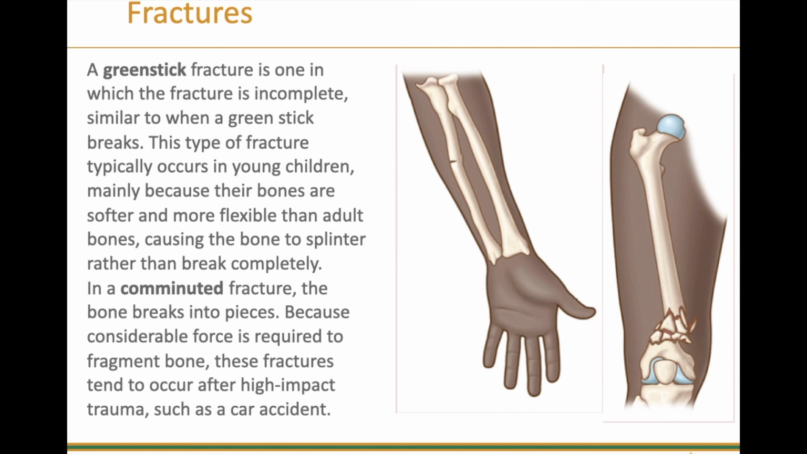A greenstick fracture is what you see there on the left. It's an incomplete fracture. Usually occurs in young children because their bones are softer and more flexible. And then on the right you can see a comminuted fracture where the bone just kind of is crushed and breaks into pieces, such as might happen after a car accident.